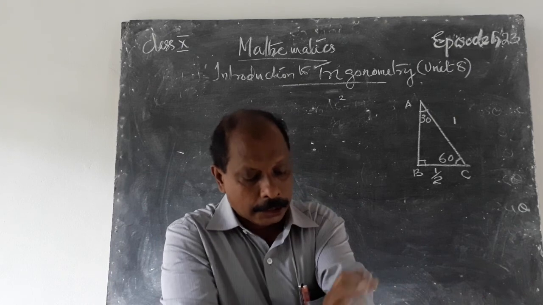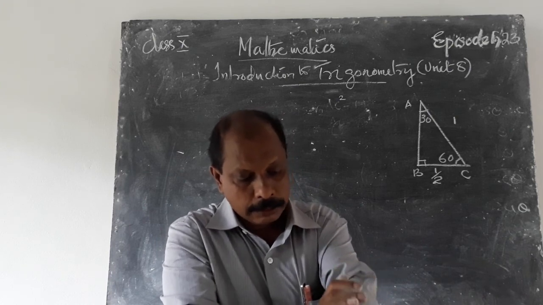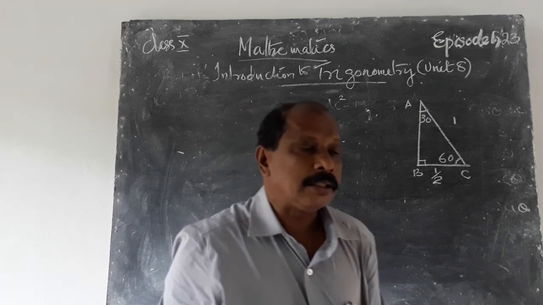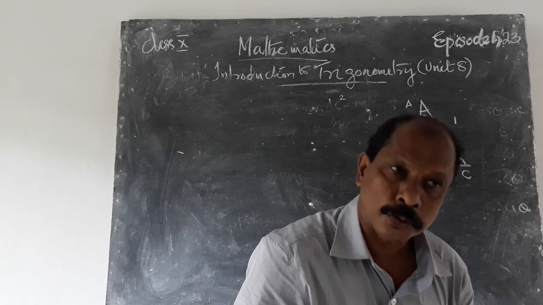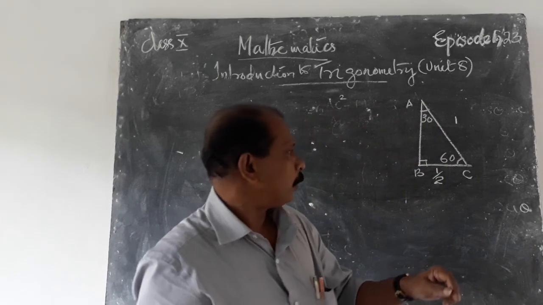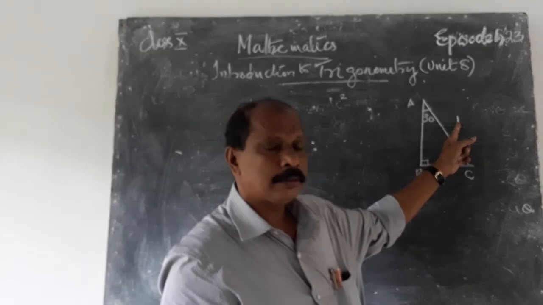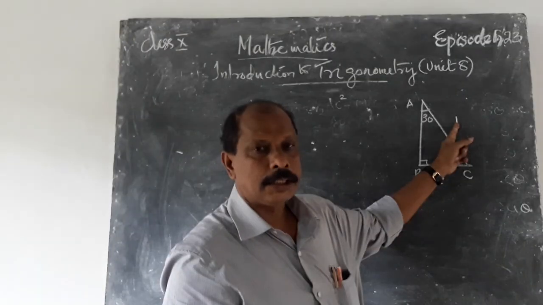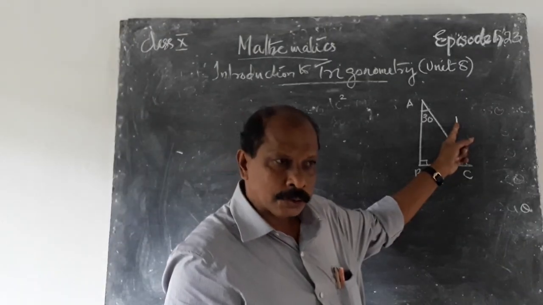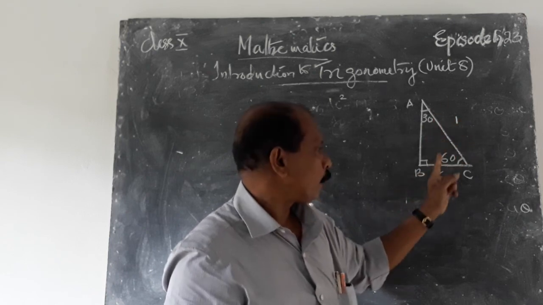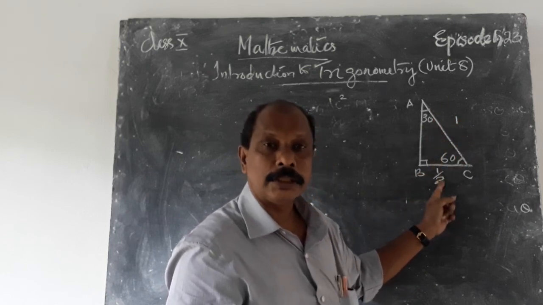Then the length of the shortest side, the side against 30, is half of the length of the hypotenuse. Let us assume that 1 is the hypotenuse. Therefore, 1 by 2 is the base.